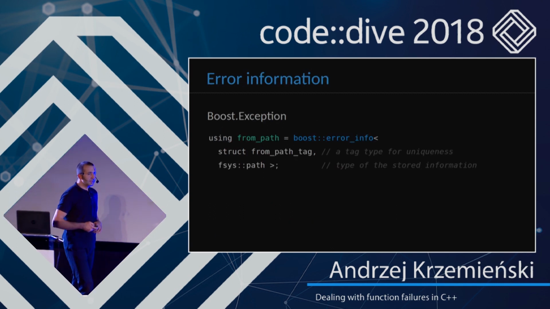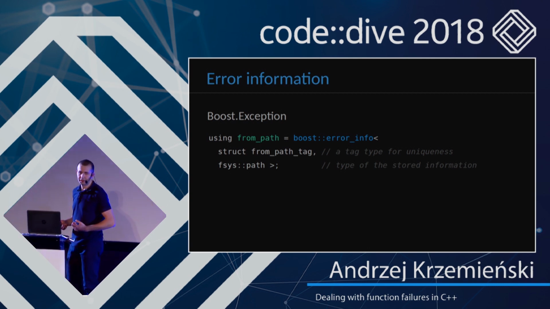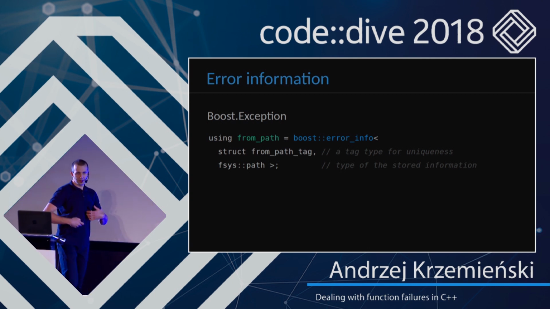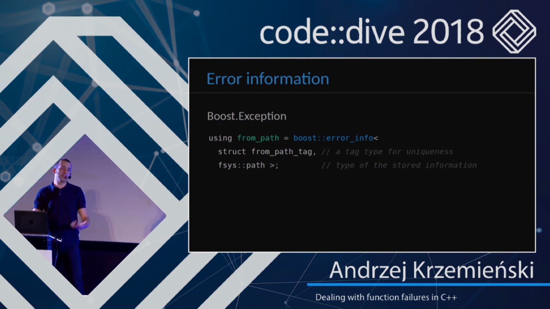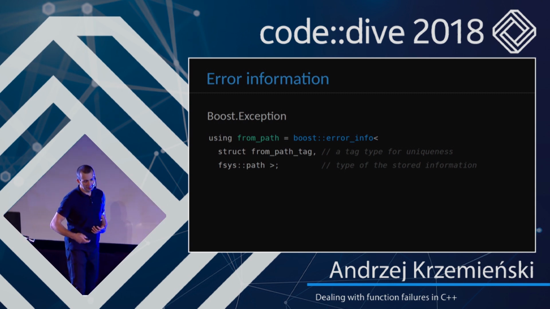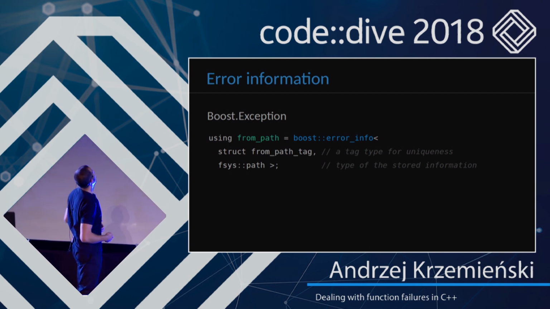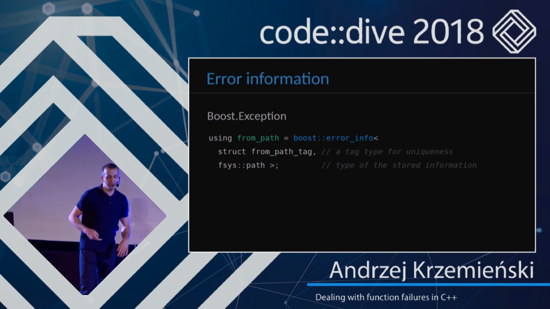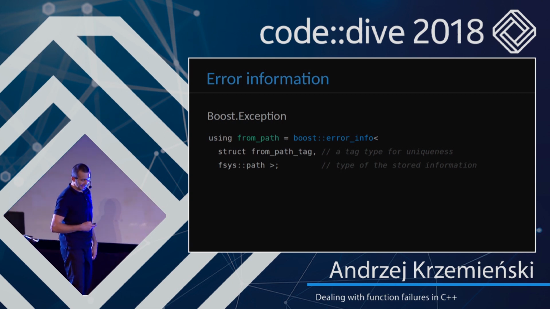And if you really need to store different information about failure at different types, you don't necessarily have to use different types of exceptions. You could use boost exception, which is exactly for this. Internally, it stores something like a map of any possible chunks of information you want to stuff in. Like if I want to store information about source path, I would declare my chunk, which is from path. I'm using error info to define those chunks. I only need to tell it what type of information it stores.